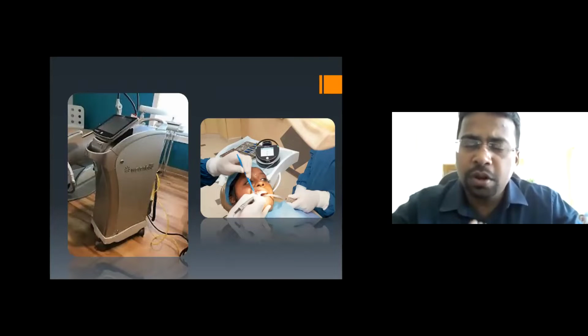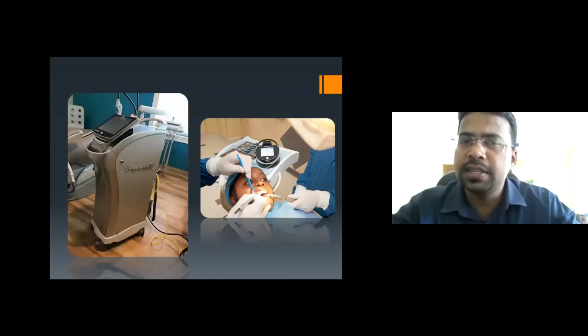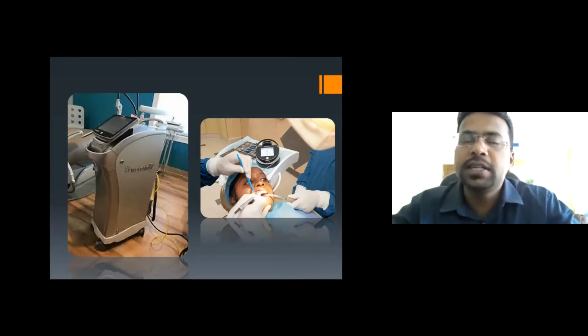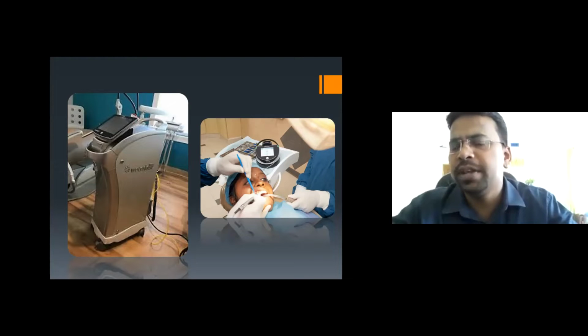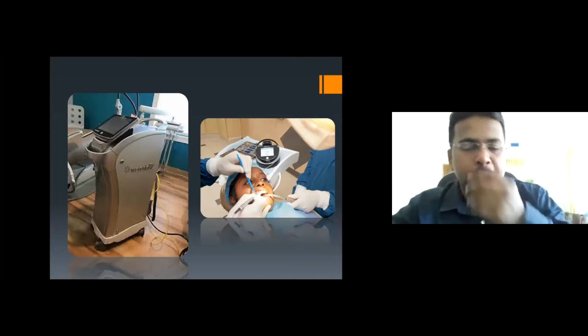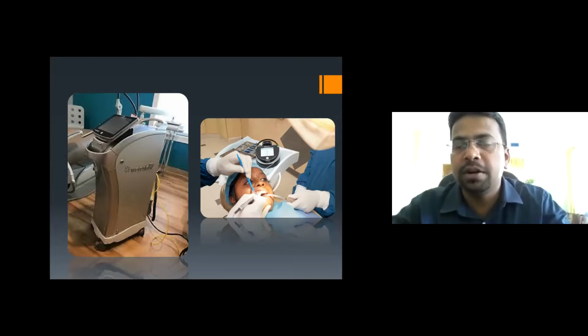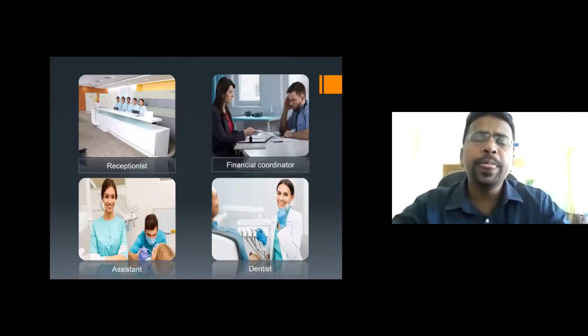So if you are buying a hard tissue laser, make sure that you have a separate operatory. Second thing, it should have a water and air inlet for it. For soft tissue lasers, you don't need any special settings. You can easily carry them out in any operatory. But for a hard tissue laser, you need a separate operatory, as it cannot be shifted from one operatory to another.